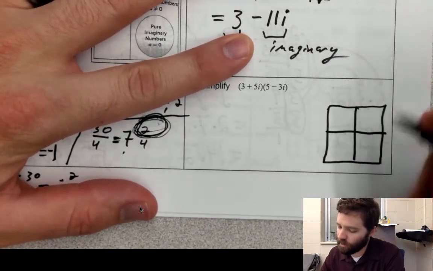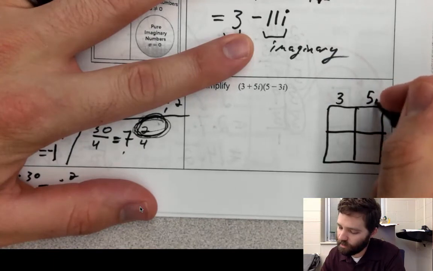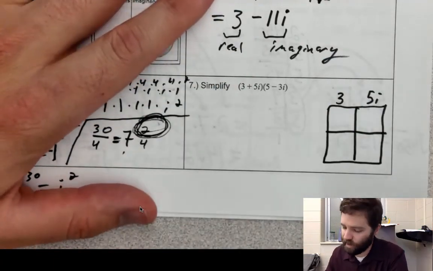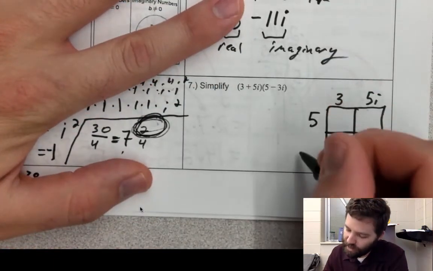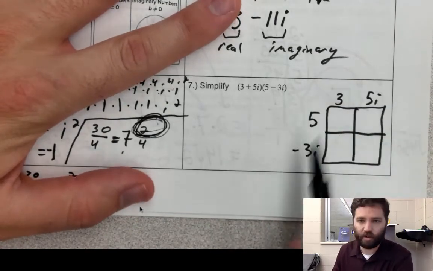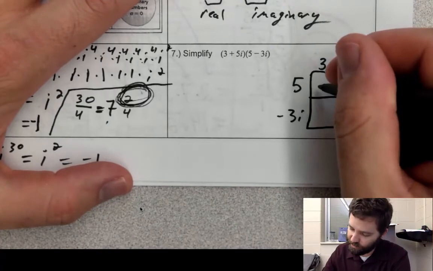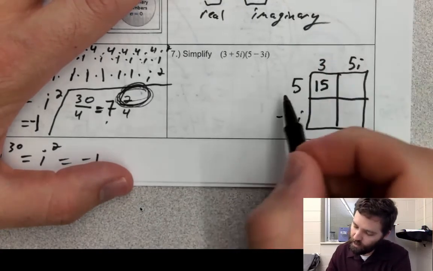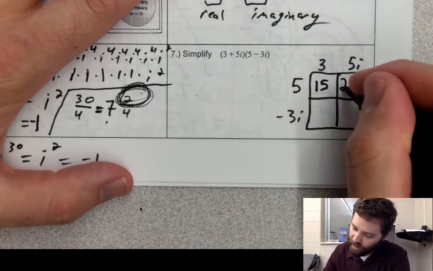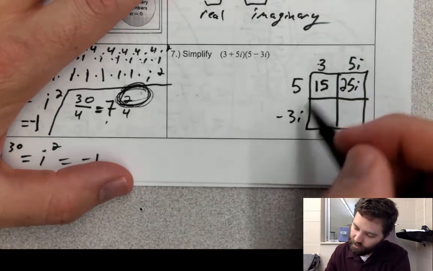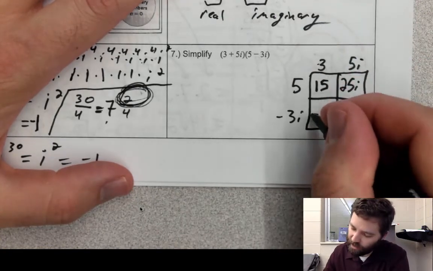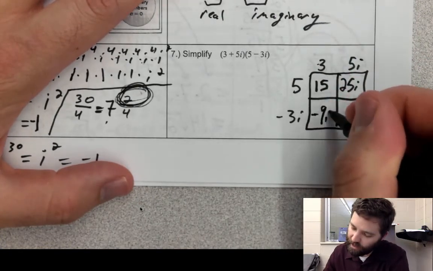And I'm going to write 3 plus 5i here. 3 and positive 5i, I guess I should say. 5 and negative 3i here. It doesn't matter which one you put on top and which one you put on the side. Then we're going to multiply. So we're going to go 5 times 3, that's 15. 5 times 5i, that's 25i. 3 times negative 3i, that's negative 9i.